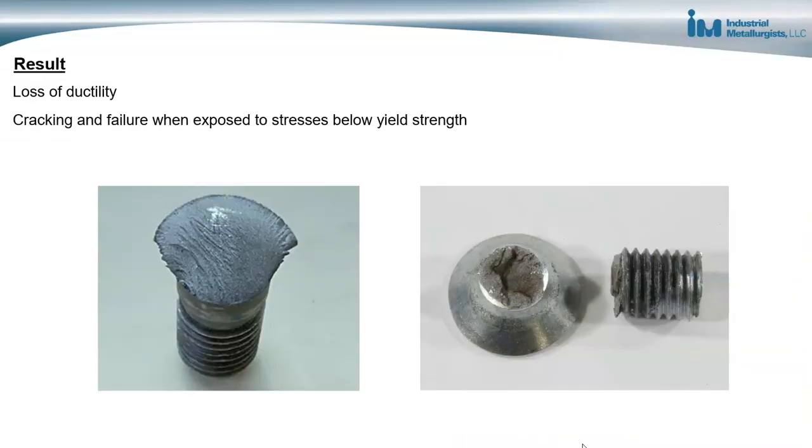As a result of steel picking up hydrogen, steel will have a loss of ductility, and there can also be cracking and failure when the metal is exposed to stresses that are below the metal's yield strength. These images show two different fasteners that fractured during use due to hydrogen embrittlement.